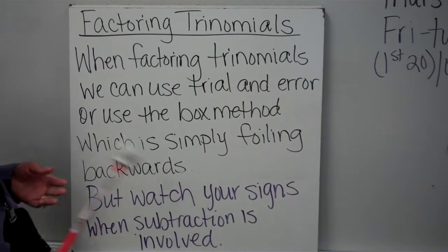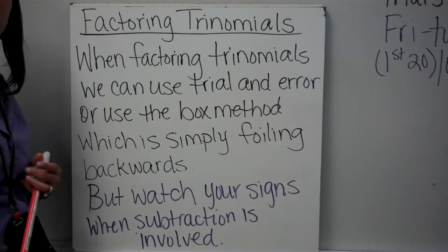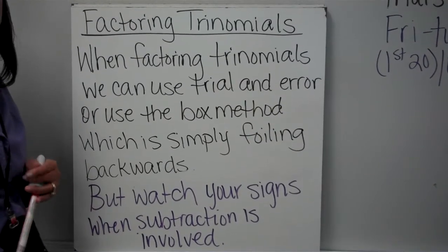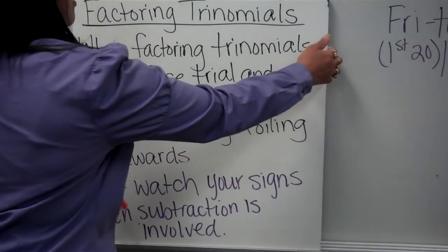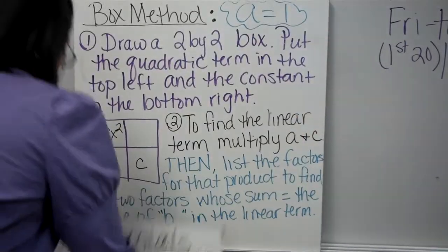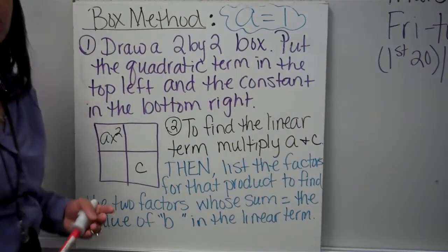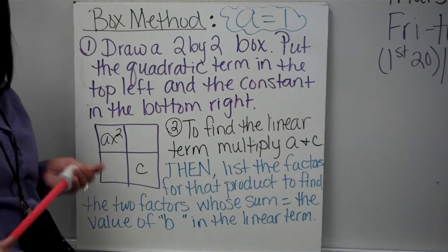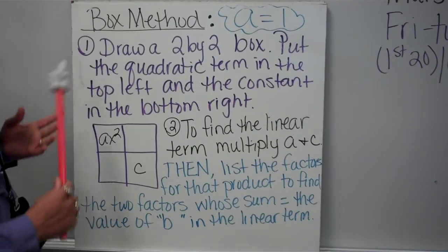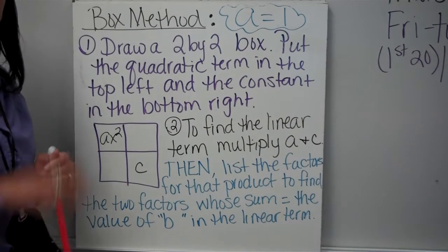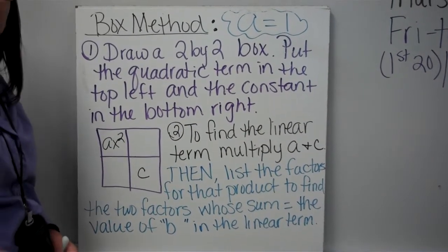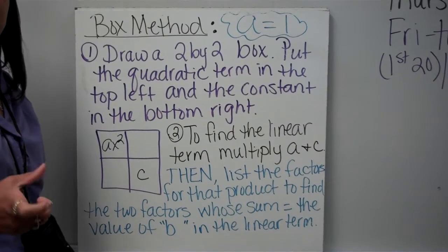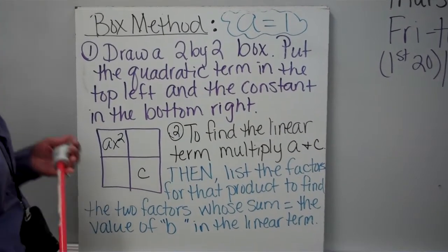But you've got to be careful and watch your signs, because when you have subtraction involved in your trinomial, it gets a little tricky. The first thing you have to do when you factor a trinomial, if you're using the box method, because that is the way I'm going to teach you right now, is to draw a 2 by 2 box. Remember, a 2 by 2 box means we're multiplying a binomial by a binomial, which means each set of parentheses only has 2 terms.